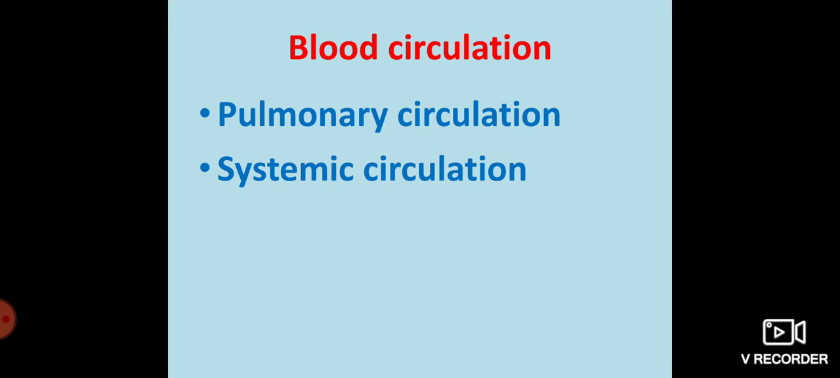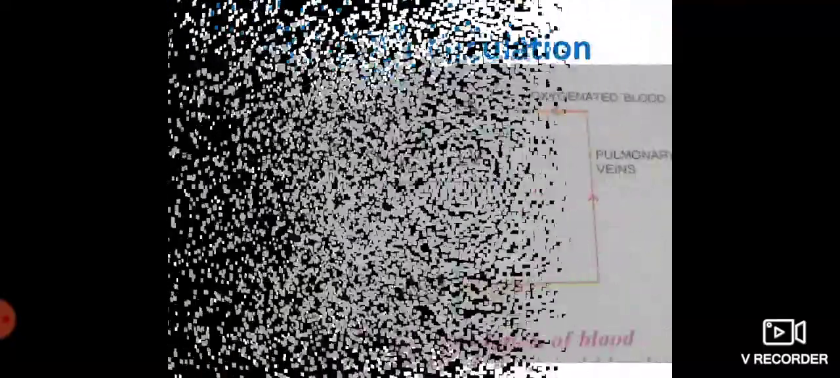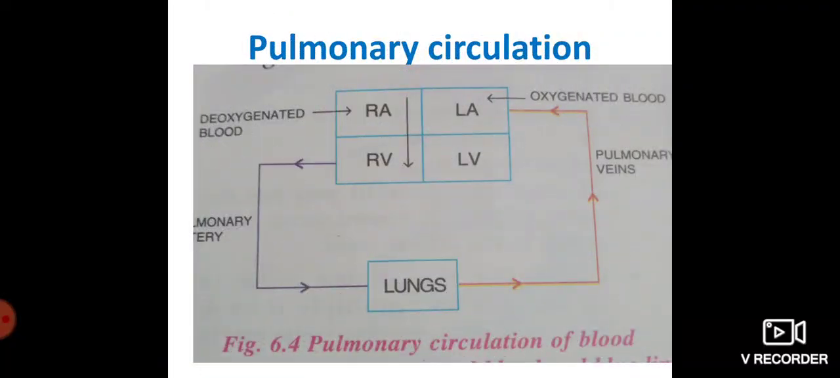What is meant by pulmonary circulation? Pulmonary circulation is the circulation of blood between the heart and lungs. So what is the process taking place in pulmonary circulation?